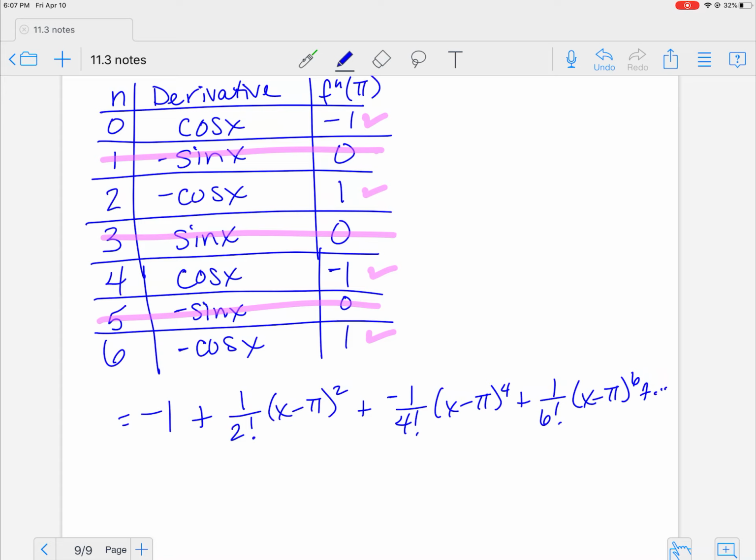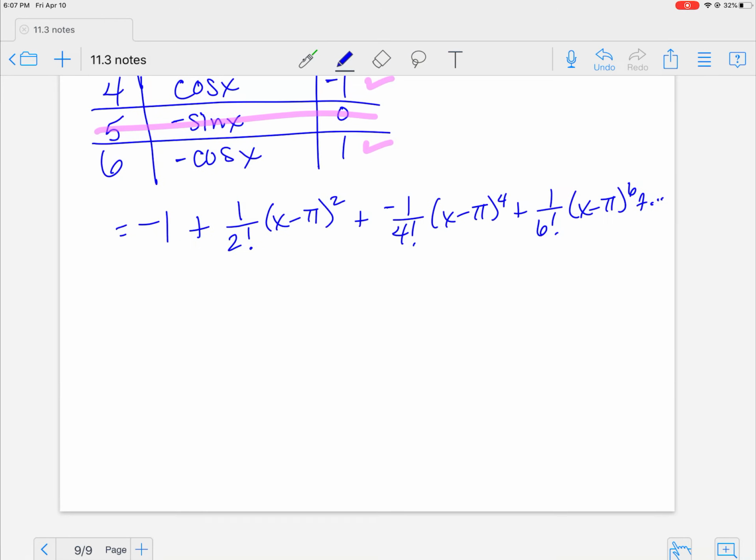Now, not all cosine is even, so if I had done pi over 2, then it would be odd exponents. So you don't always just go with the fact that it's even. I'm looking at this in terms of cosine actually having a value at pi, so then that works. But if you're looking at pi over 2 or something, you won't have even exponents, all right? Just throwing that out there for you.